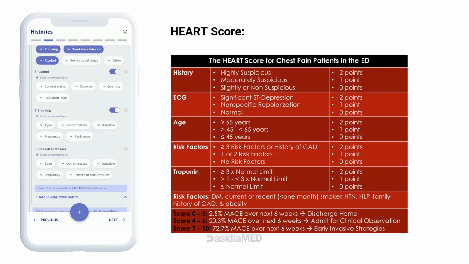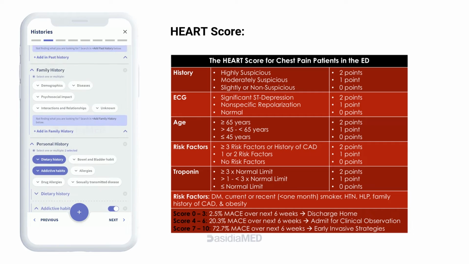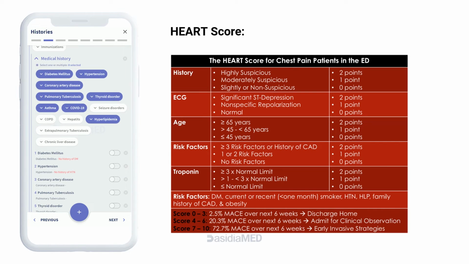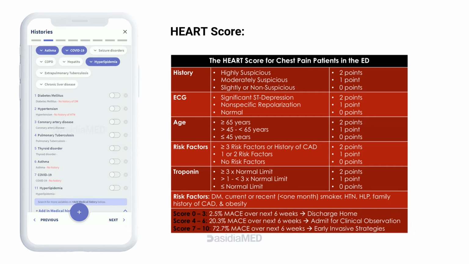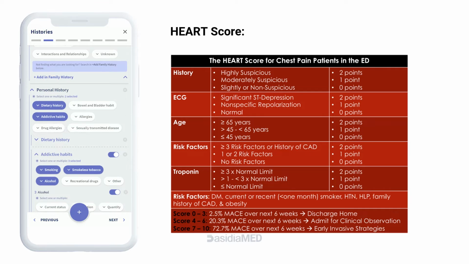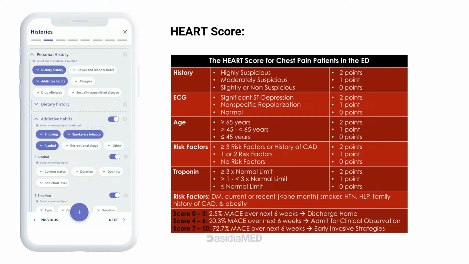Heart score. It is a scoring system to risk stratify the patients with undifferentiated chest pain. Various components such as the history, ECG findings, age of the patient, risk factors such as hypercholesterolemia, hypertension, diabetes mellitus, cigarette smoking, obesity, family history of coronary artery disease, and troponin levels are used in heart score. Each component is scored from 0 to 2, and the total score gives the heart score, which suggests the risk of major adverse cardiac event in the next 6 weeks.